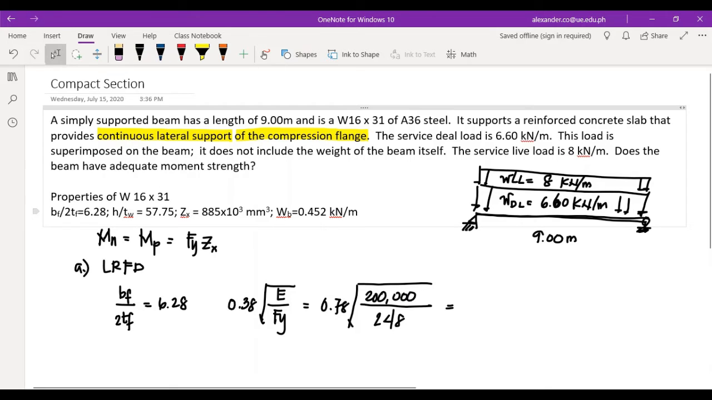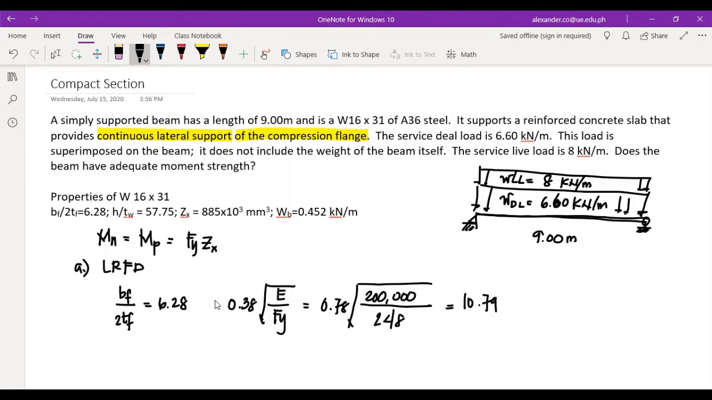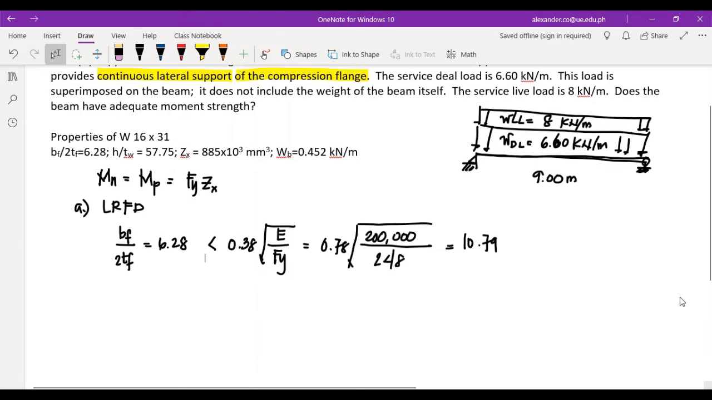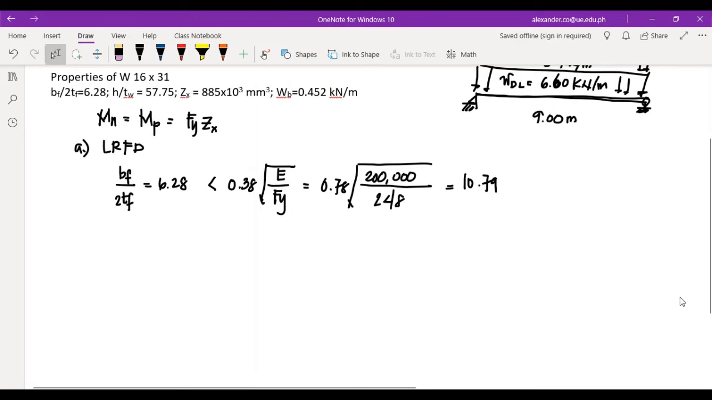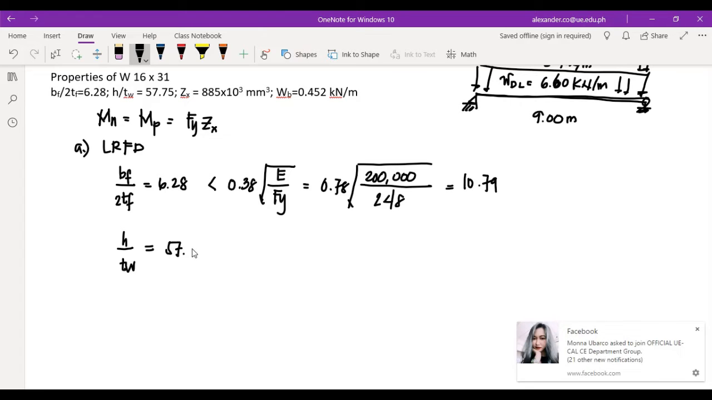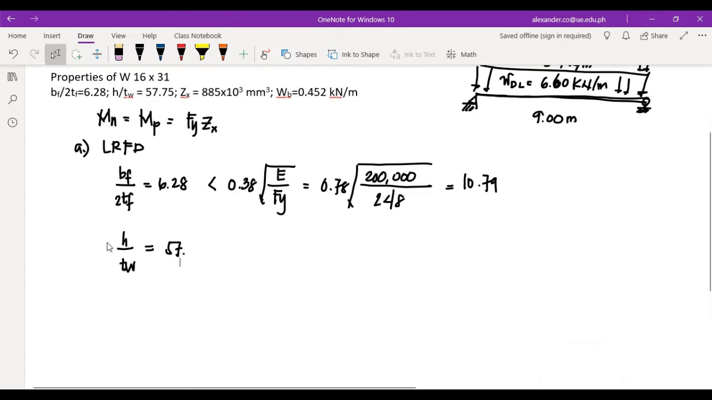Isado nyo na rin, no? Buti naman. The answer is 10.79. 10.79. So, yun. Less than. So, okay. O nga pala, yung bf over 2tf, ang tawag dyan is slender element, no? So, yung isa pa, it's h over tw equal to 57.75.